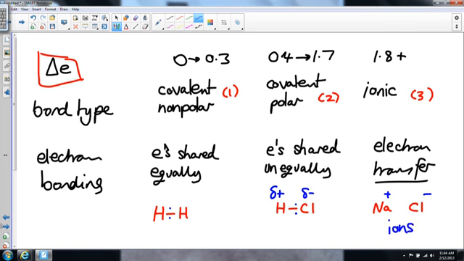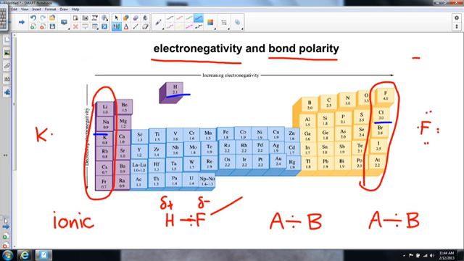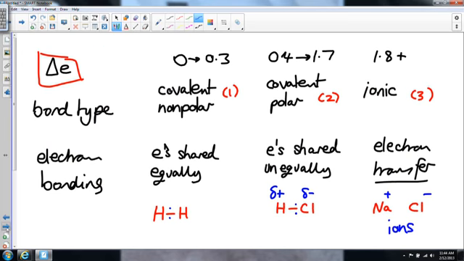Okay, so what if we had a bunch of sets of elements? Can we figure out if the bonds between them would be non-polar covalent, polar covalent, or ionic? Well, of course we can. It's a really very simple issue. All we need is a periodic table with electronegativity values on it. And of course I would give you something like that on a quiz or an exam, because I have a feeling if I asked everybody, do you want to memorize this table, everybody would say no. And I wouldn't be surprised, because that would suck.